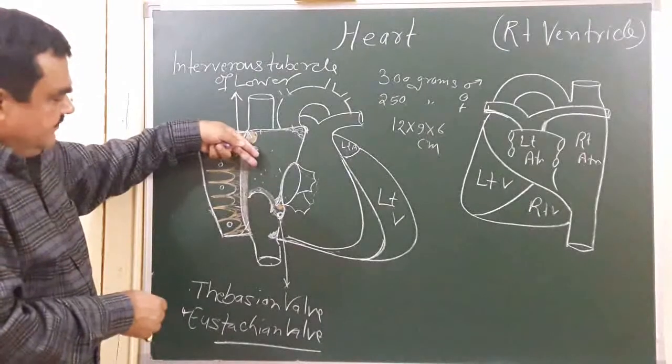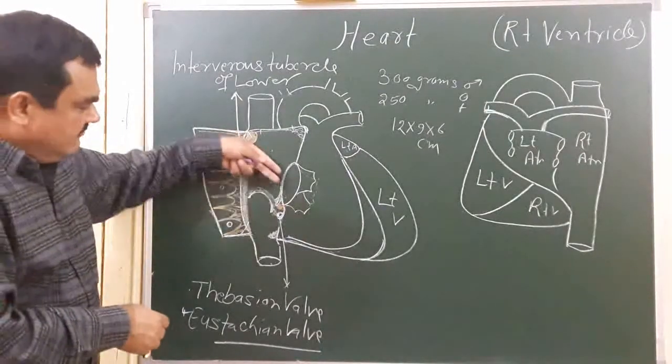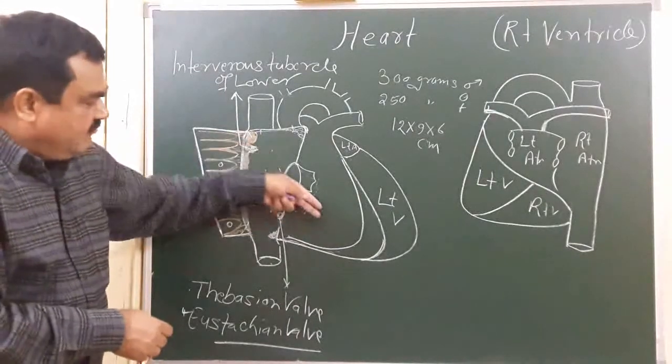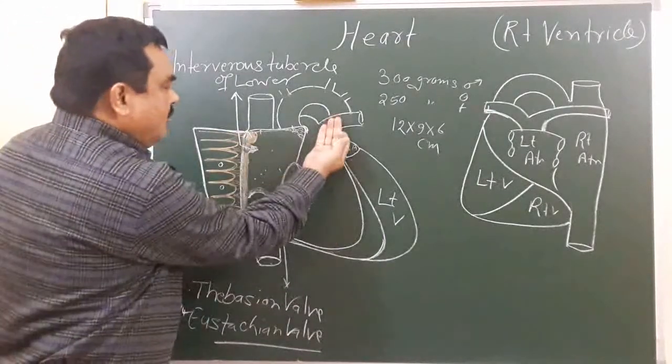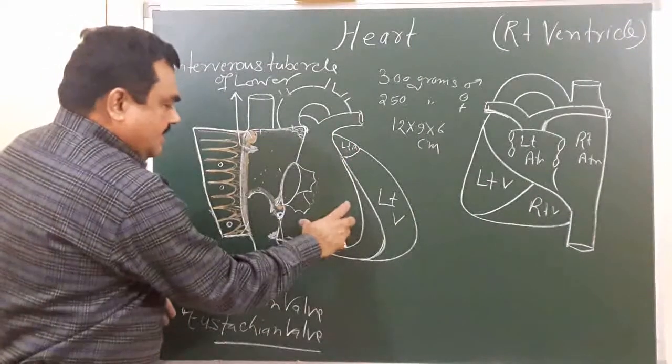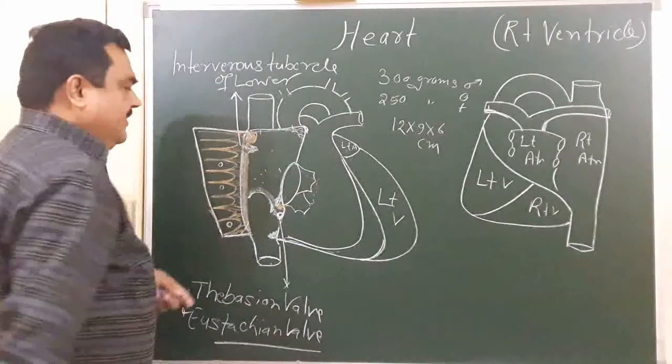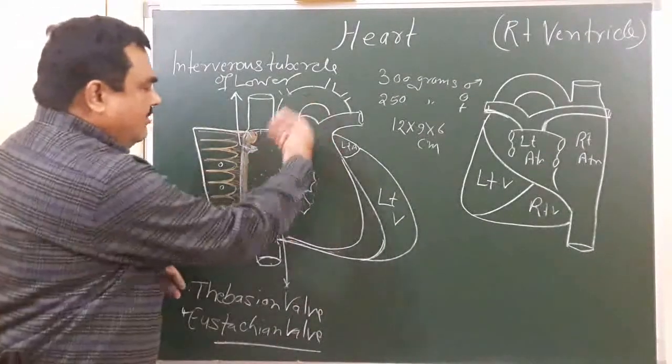One part is the inflowing part. Blood passes through this and goes into the chamber. This is the inflowing part, and this portion is the outflowing part. From here, blood goes through the pulmonary trunk.